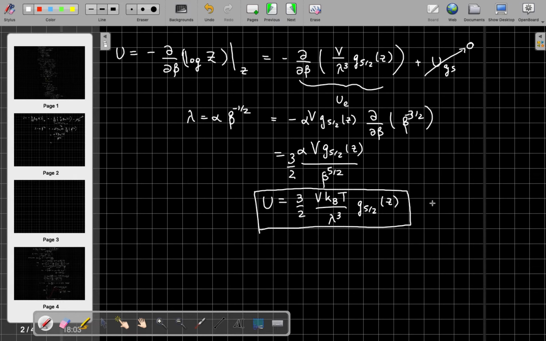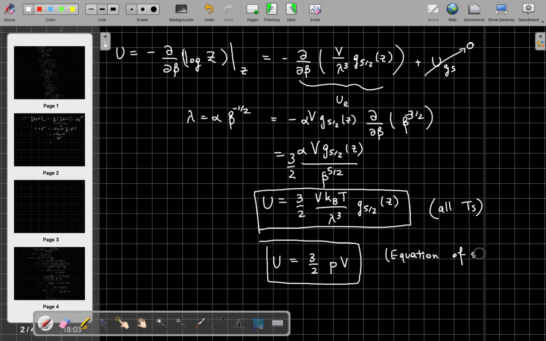This holds for all temperatures, for all T's, and it's because we did include the ground state contribution. It just turned out to be vanishing, just like with the pressure. And note that this is also equal to 3/2 PV. So this is actually the equation of state, which is quite nice. Great.